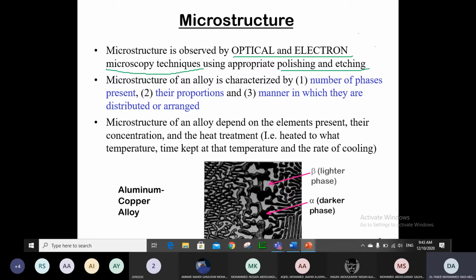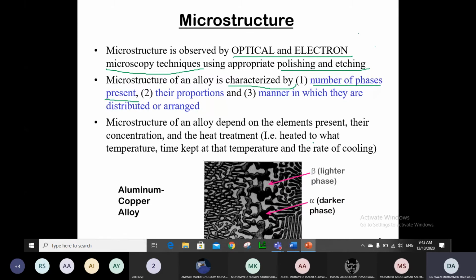The microstructure of an alloy is characterized basically by certain things. Characterized, meaning different microstructure shapes or types can produce different characteristics, give different properties of the material. The different microstructures, like the number of phases which are present.